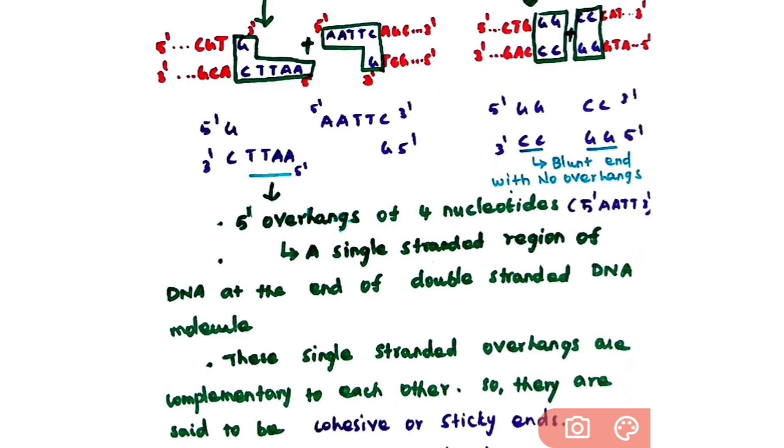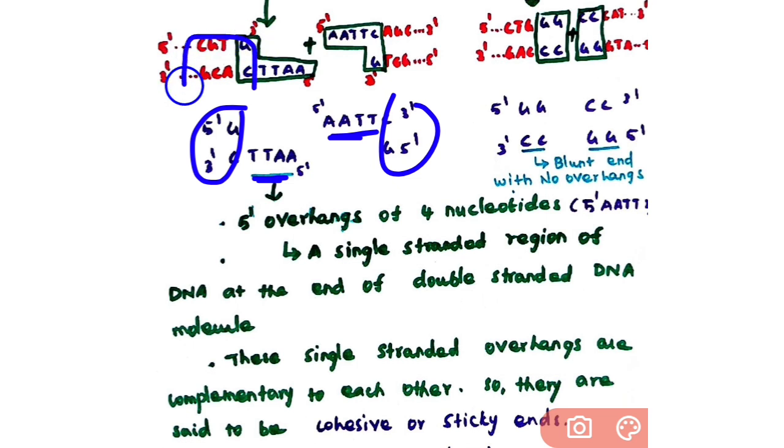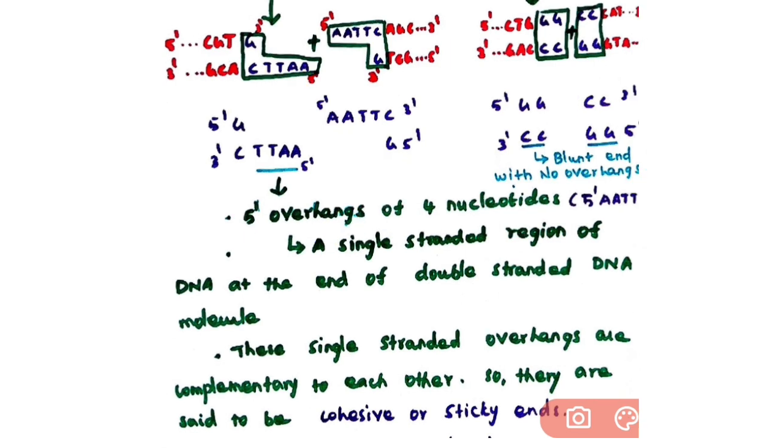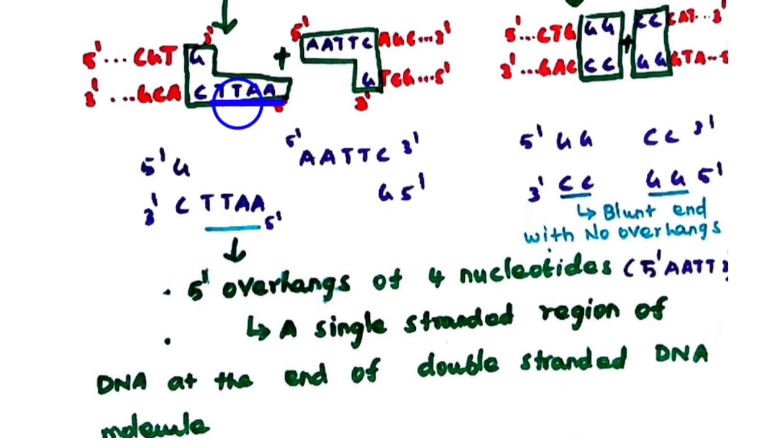Overhangs means that at the end of your double stranded DNA molecule you have single stranded nucleotides. These nucleotides at the 5' end are known as 5' overhangs. These single stranded overhangs are complementary to each other. Reading 5' to 3' it is AATT, whereas 3' to 5' it is TTAA. So these single stranded nucleotides are complementary to each other, so they are said to be cohesive or sticky ends.